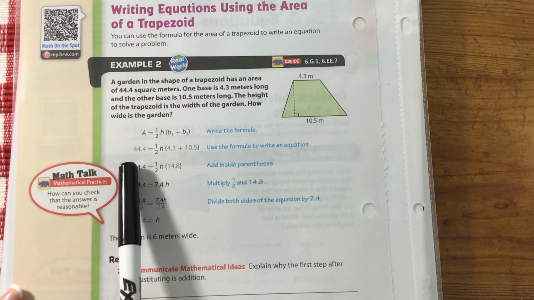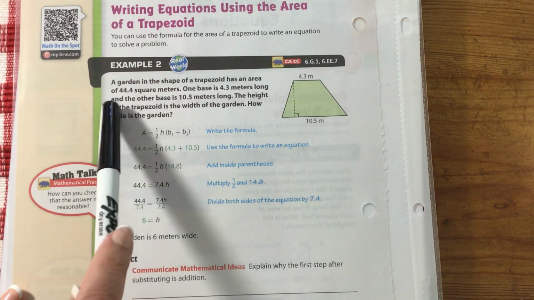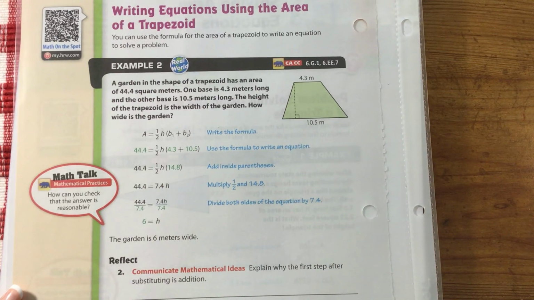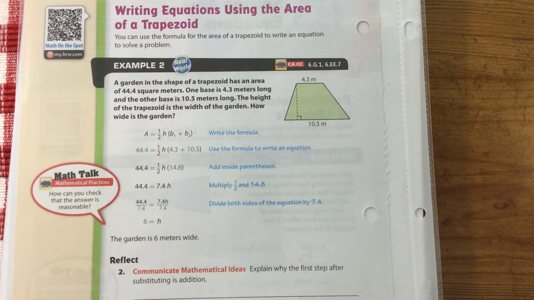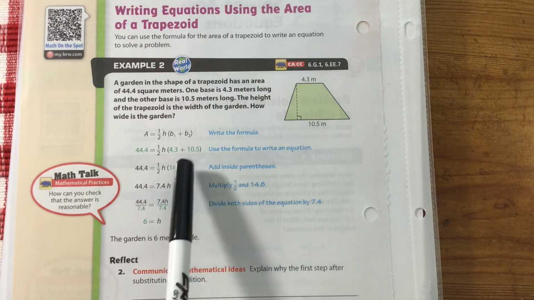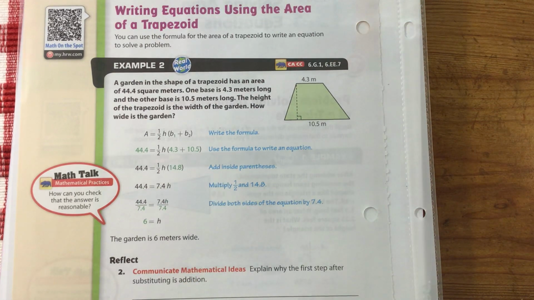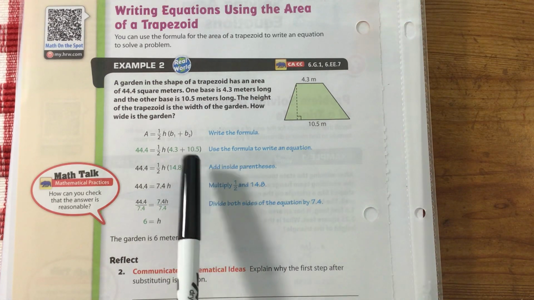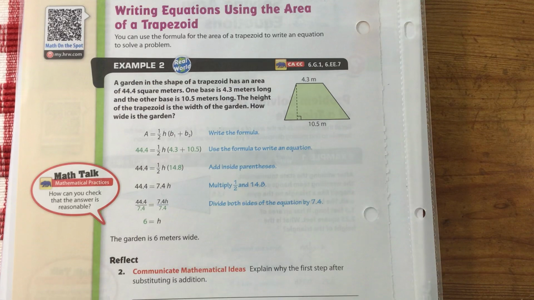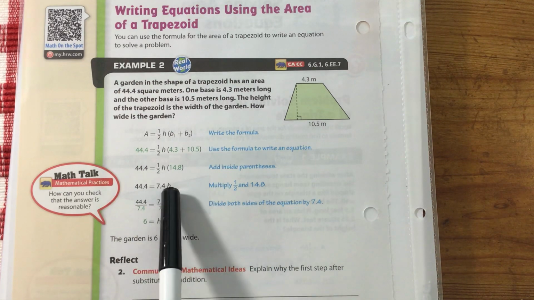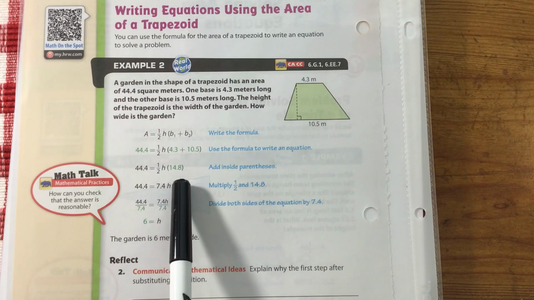Okay, so I'm plugging in my information. I know the entire area, because they told me up here, 44.4. Half the height, I have no idea what the height is. That's what I'm trying to solve for. That's my variable. I can plug in the dimensions of the bases though. Remember, when you're adding decimals, you line the decimals up. That's what they did here. You do what's inside the parentheses first to get 14.8.